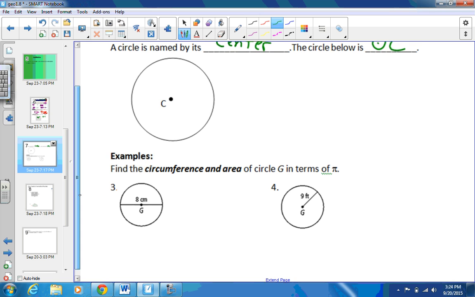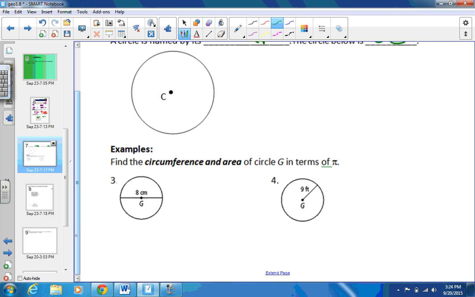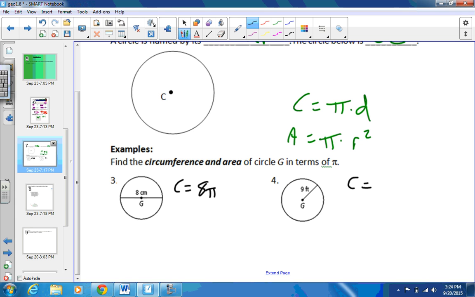Now, a couple examples of finding circumference and area. So circumference, we said, was pi times diameter. Area of a circle, we said, was pi times the radius squared. So if we move down here, let's find the circumference of each first. So circumference here would be pi times the diameter. This whole diameter is 8, so we're going to say 8 pi centimeters.